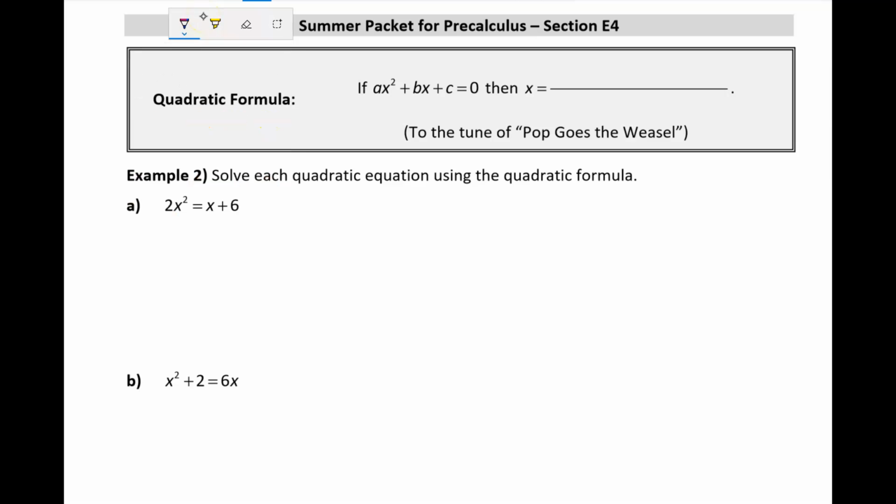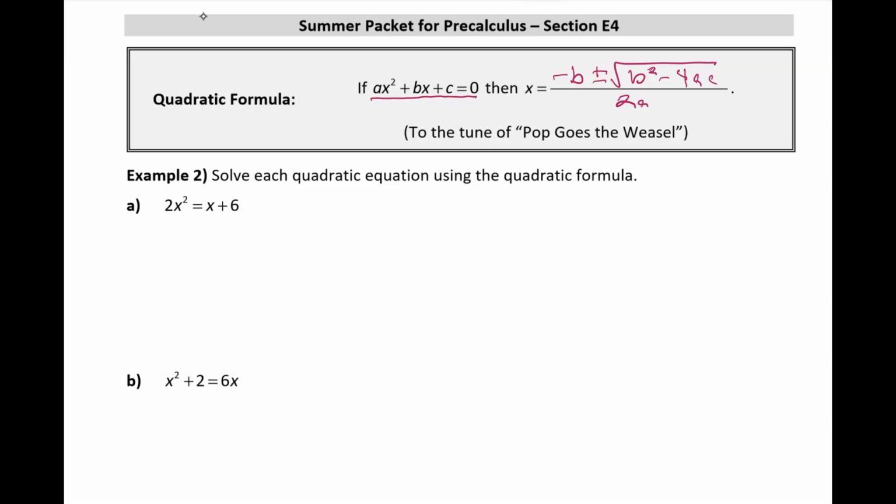In the last section of E, we'll look at a last method to solve a quadratic equation. It's called the quadratic formula. We're not going to derive it, but if you have a quadratic equation in the form ax squared plus bx plus c equals 0, then x equals negative b plus or minus the square root of b squared minus 4ac all over 2a. And it goes to the tune of Pop Goes the Weasel to help you remember it.